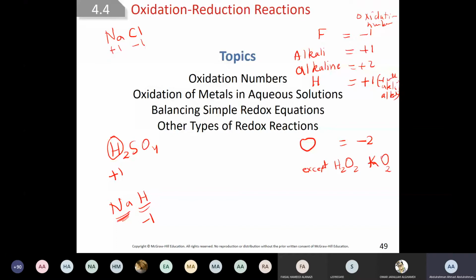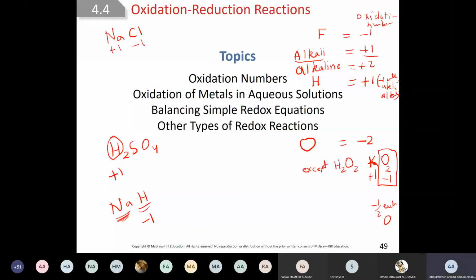What's the oxidation number of K? K is alkali. What's the oxidation number? +1. So you know this is +1. So what's the oxidation number of this one? The total for the whole compound must be 0. So in this case, O2 becomes -1. The whole O2 is -1, so it is -half to each oxygen.